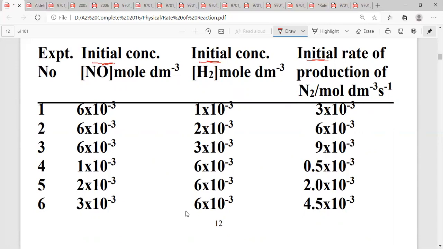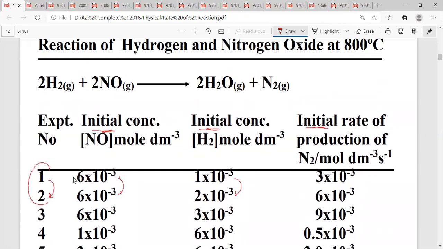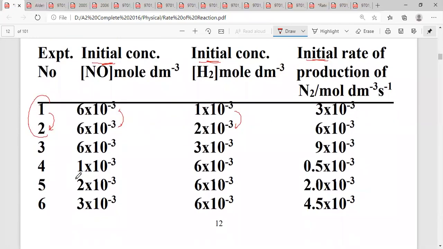So like here, there are 6 experiments. You actually need these 2 to compare. These 2, the concentration of this one is the same. This reaction is H2 plus NO. So if I keep the concentration of NO constant and increase hydrogen by 2, the rate increases by how much? The rate increased by 2, the same as it. So that means it's first order with respect to H2.